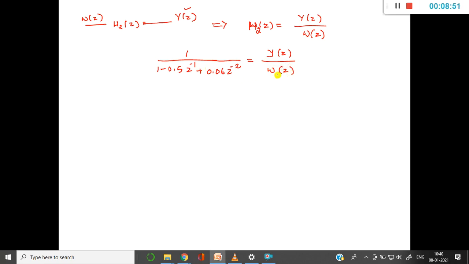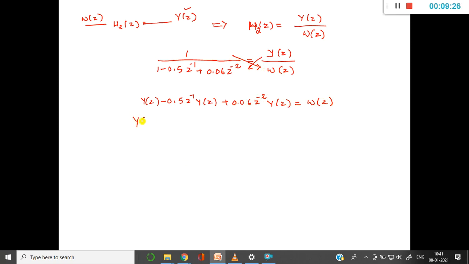Obtain the equation in the form of Y(z), because ultimately the final output is in terms of Y(z). Now again, if I perform a cross multiplication, let me write Y(z) multiplied by this: Y(z) minus 0.5 z inverse Y(z) plus 0.06 z to the power of minus 2 into Y(z) is equal to 1 into W(z), so it is nothing but W(z).